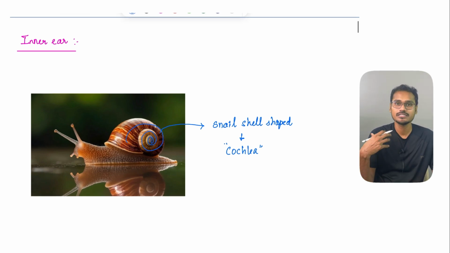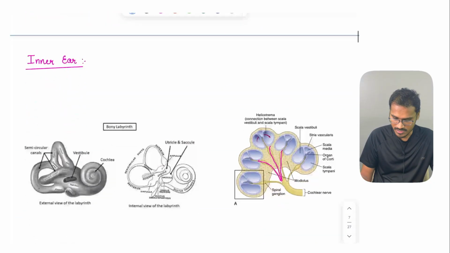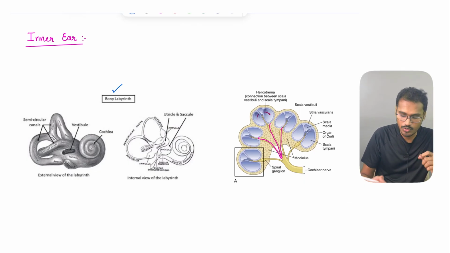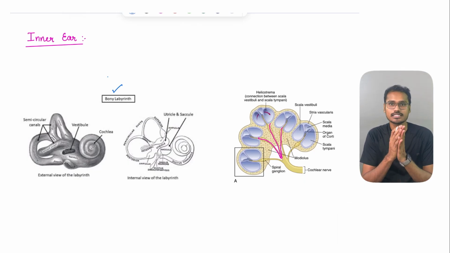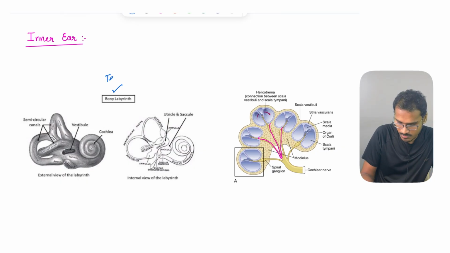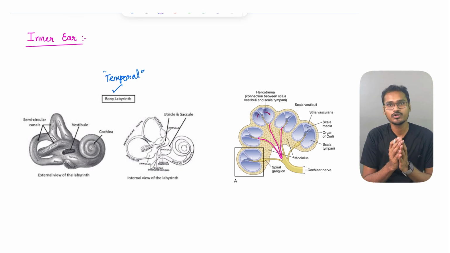The term cochlea is derived from Greek origin, meaning something shaped like a coil. So let's see what the function of this cochlea is and what its various structures are. The inner ear is housed in a structure called the bony labyrinth. The bony labyrinth is in the temporal bone, and this has to be protected from the external environment. That's why it is a very important bony structure.